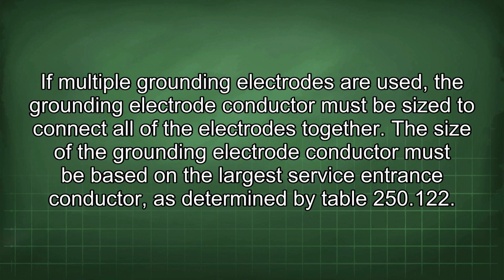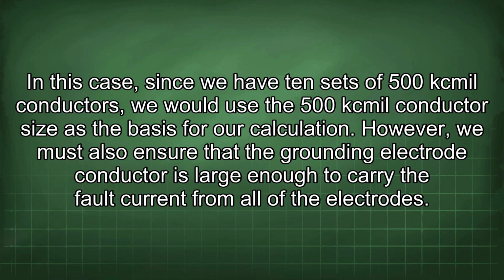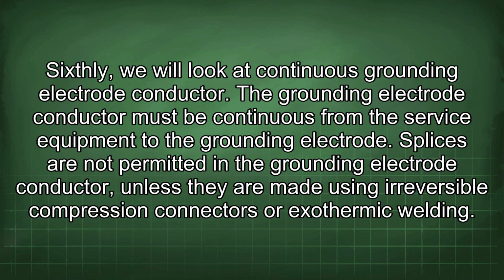If multiple grounding electrodes are used, the grounding electrode conductor must be sized to connect all of the electrodes together. The size of the grounding electrode conductor must be based on the largest service entrance conductor, as determined by Table 250.122. In this case, since we have 10 sets of 500 kcmil conductors, we would use the 500 kcmil conductor size as the basis for our calculation. However, we must also ensure that the grounding electrode conductor is large enough to carry the fault current from all of the electrodes. Sixthly, we will look at continuous grounding electrode conductor.